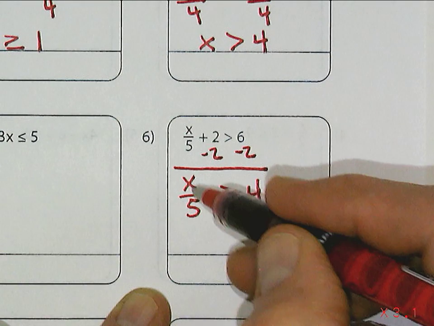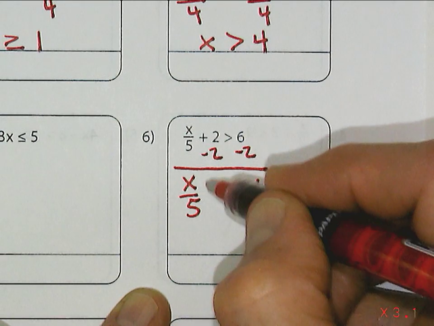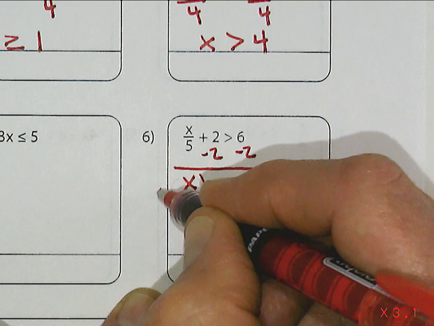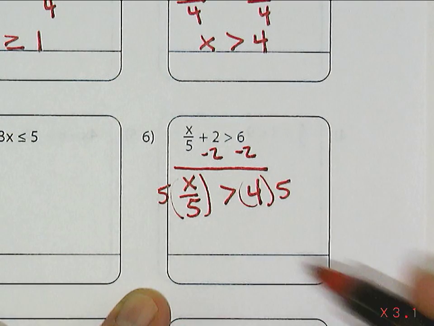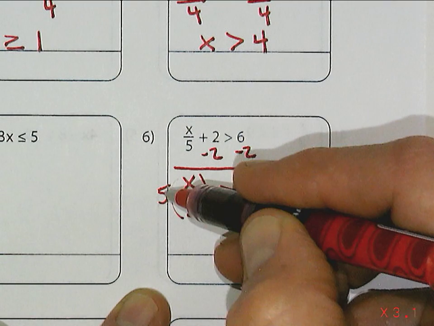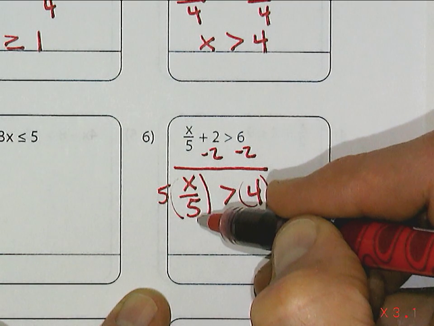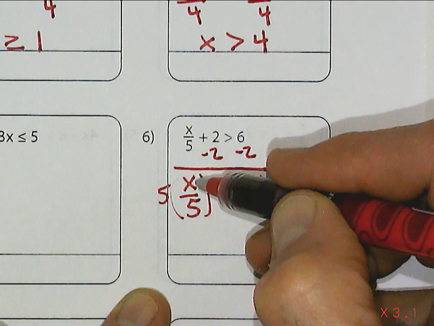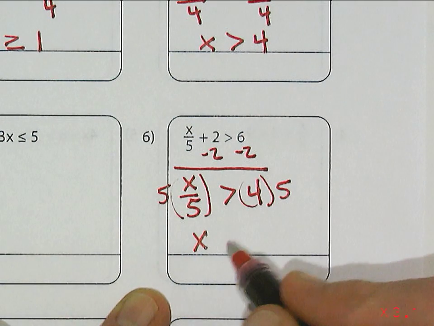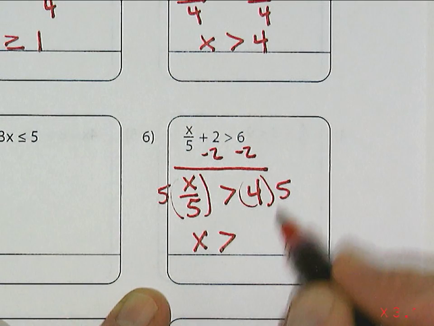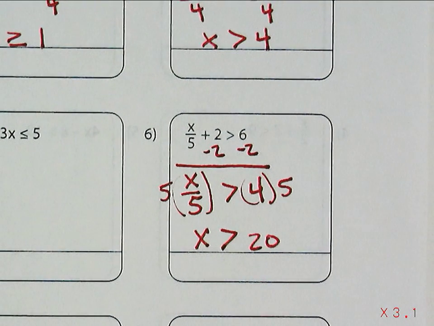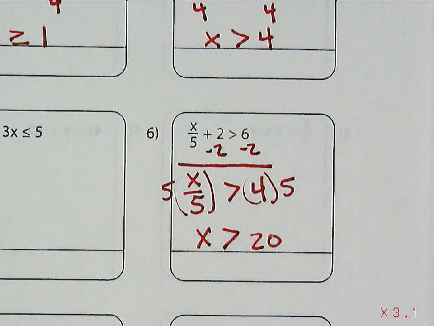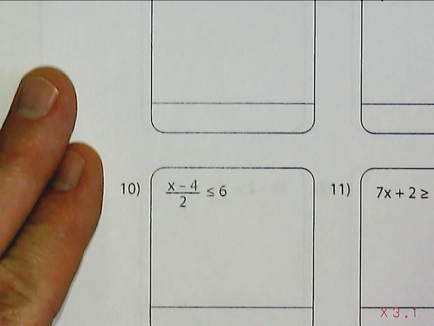So now I have x divided by 5. I want to get rid of that 5, so x is by itself. I'm going to multiply both sides by 5. That makes the 5 go away. 5 divided by 5 is 1. 5/5 is 1 whole, so the x now is alone, and it means it's greater than 4 times 5, which is 20. So sometimes dealing with the fractions can be a bit of a challenge. One more example here on number 10.